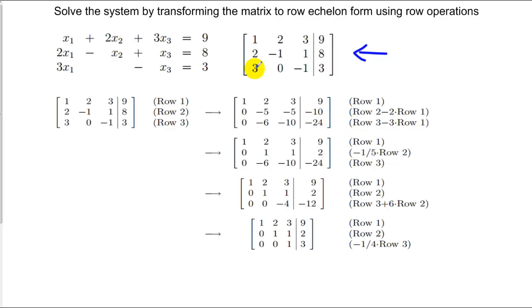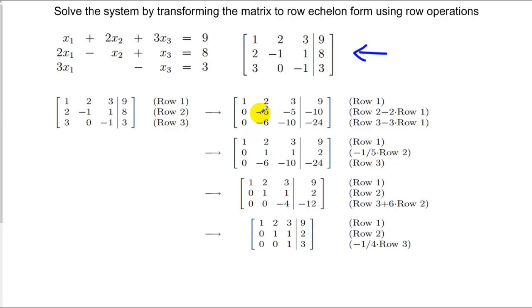Next, since I need to get rid of a +3, I'll multiply row 1 by a -3 and add it to row 3. So once again, multiply by -3, add to 3, I get 0. Multiply by -3, add to 0, I get -6. Multiply by -3, add to -1, I get -10. And multiply by -3, add to 3, and I get -24. So now you'll notice my first step is complete. I've gotten zeros underneath the 1.